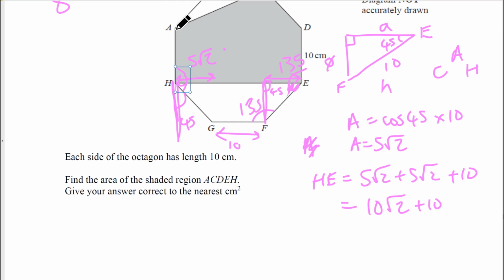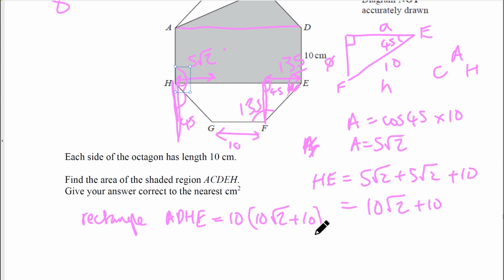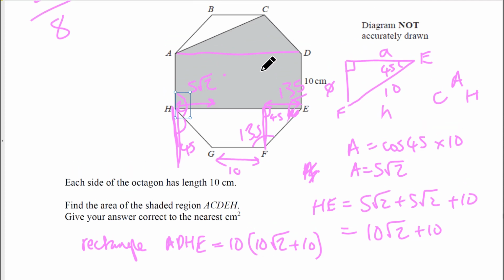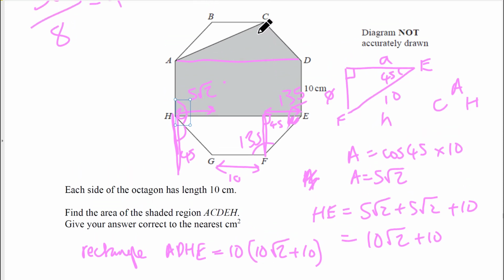So far, can you see if I split this rectangle like this, so rectangle ADHE equals 10 times 10 root 2 plus 10. I'm going to leave it like that for now. Now, remember the area of this triangle is a half AB sine C, correct?